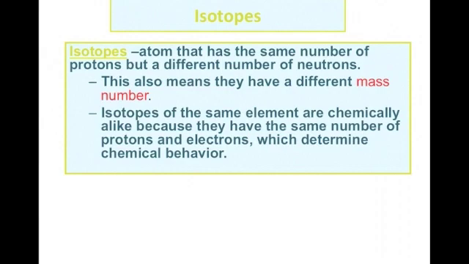Isotopes of the same element are chemically alike because they all have the same number of protons and electrons. And the protons and electrons are going to determine the actual behavior for that element. So although the mass number may change, or although the number of neutrons changes, it does not have an effect on the chemical behavior for that element.